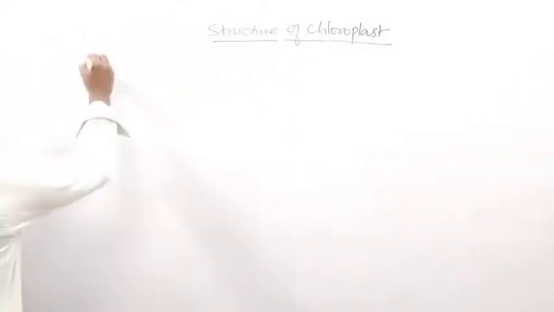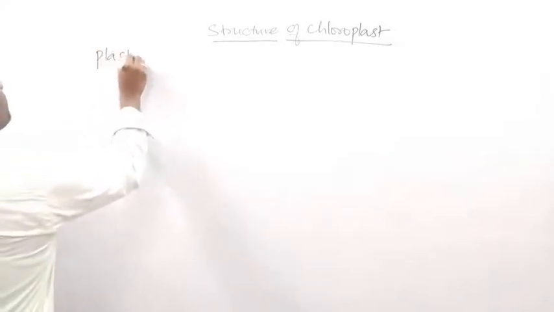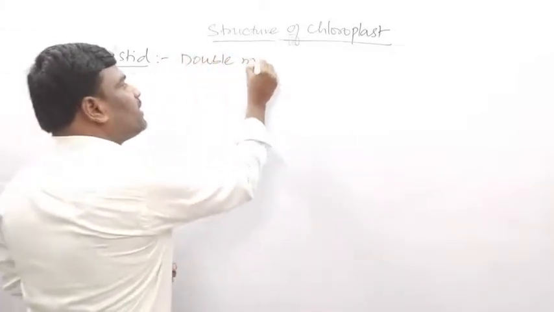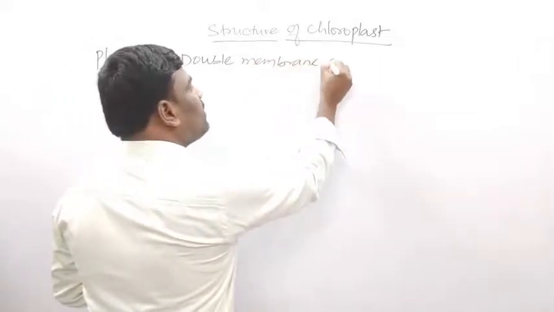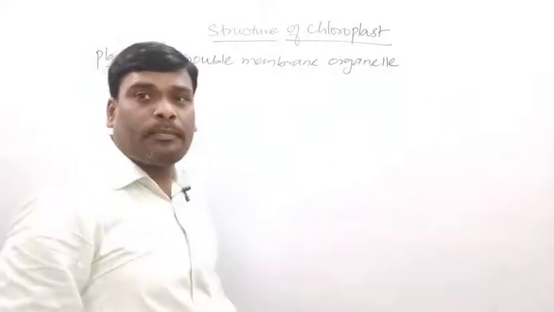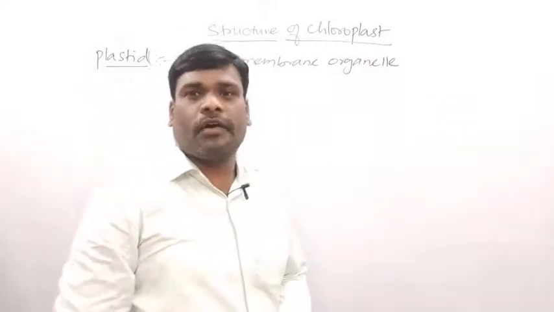Today we will learn about one of the structures of plastid, that is chloroplast, children. So what is a plastid? In class 9 you might have already studied about a plastid. So let us discuss that also, children. A plastid is a double membrane organelle which is found in plants and eukaryotic organisms.